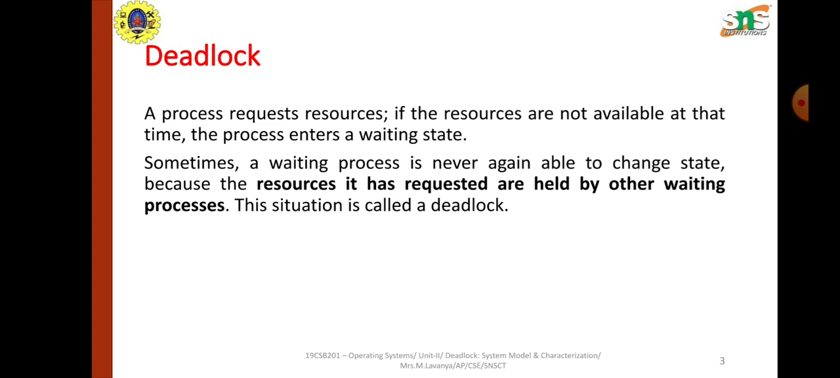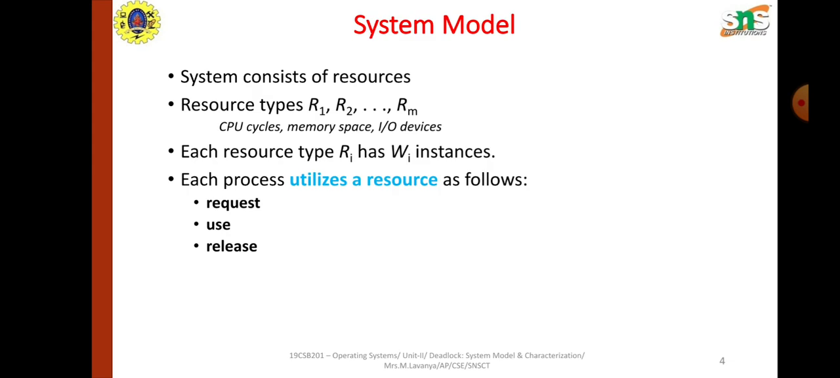In that situation, the process which is waiting in the waiting queue may never be able to change its state, because the resource requested by the process is held by another waiting process in the queue. In this situation, the request can't be granted and the process will stay in the waiting queue for a long period. This situation is called a deadlock. That is also mentioned in this slide.